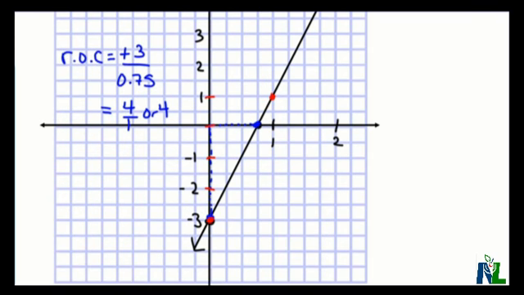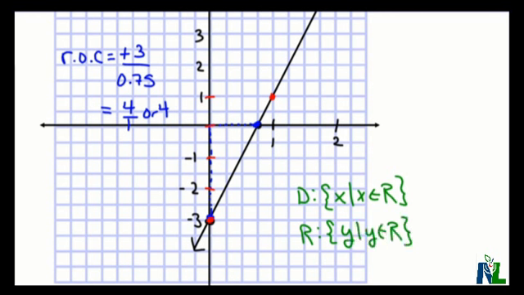Looking at the domain and range of this graph, we can see here that for the domain, we can actually have all values, all real numbers. So we would say that domain is x, such that x belongs to a real number system. And the range are all y values here. So y such that y belongs to a real number system.